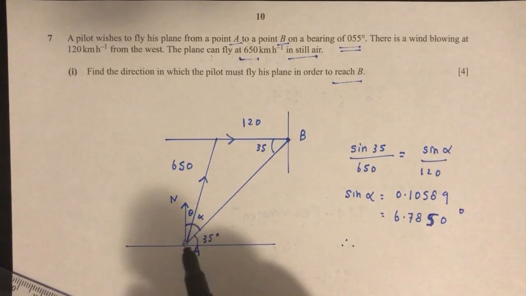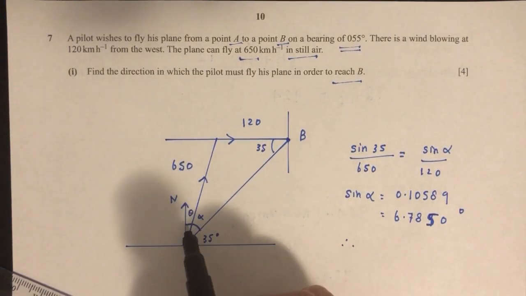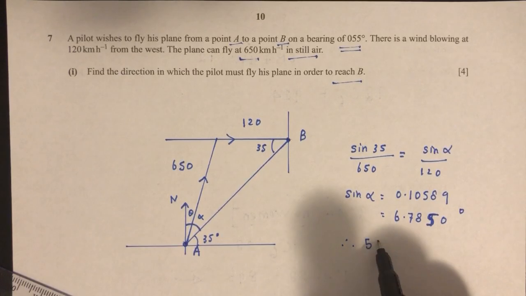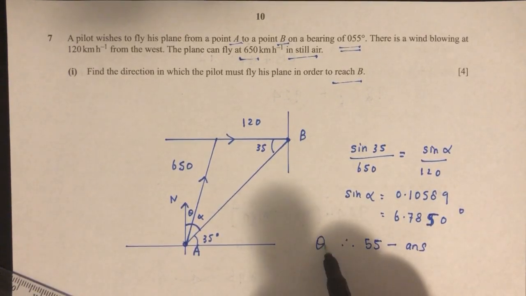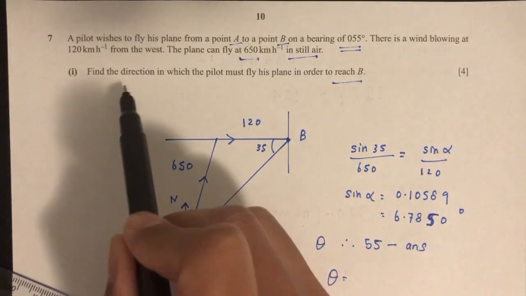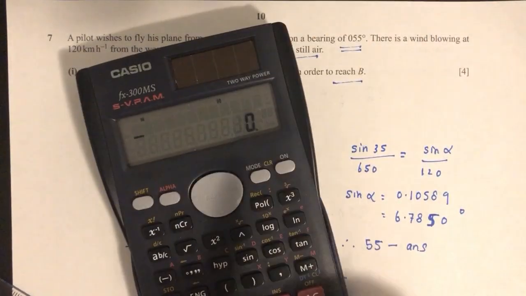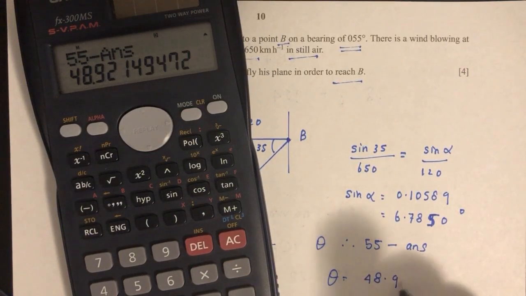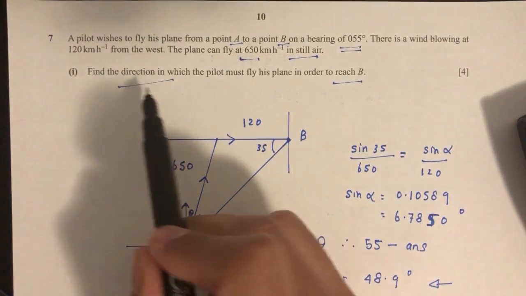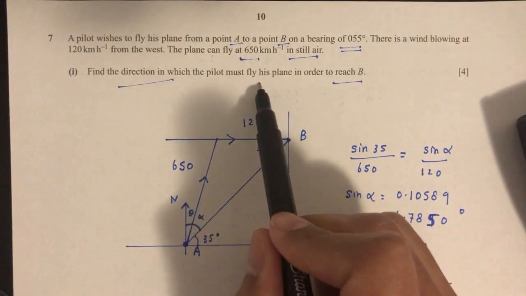From this we can find the angle theta. So we know this big angle here will be 55 minus this answer, which will give me the value of theta. Theta will be the direction of the plane. So 55 minus alpha, that will be 48.9 degrees for the value of the direction in which the pilot must fly the plane.